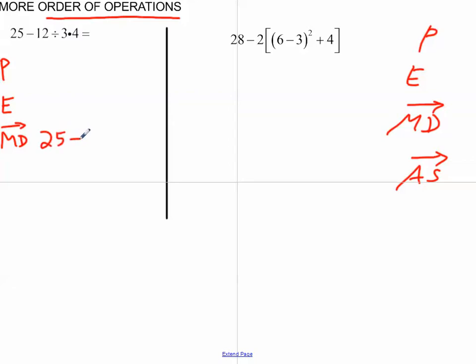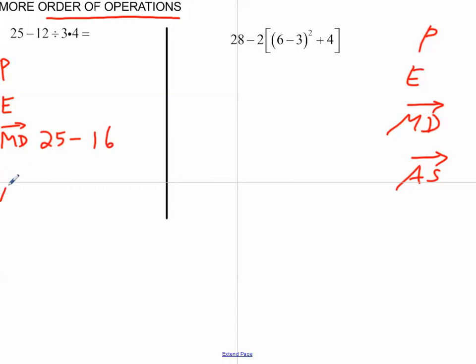And then we have to do subtract. What is this? 12 divided by 3 times 4. Well, here it's division and multiplication. And we do this, multiplication and division, all the multiplication and division left to right. So we see division first. So we do 12 divided by 3 is 4, times 4 is 16. And we've cleared out our multiplication and division.